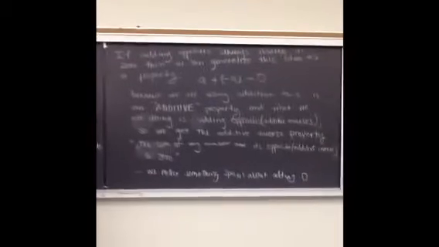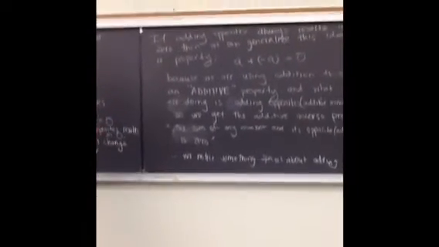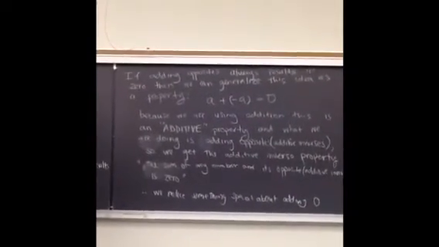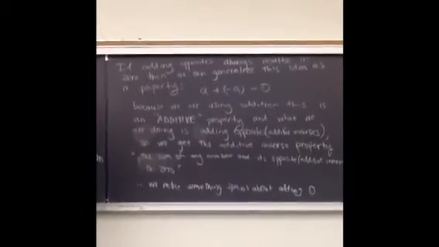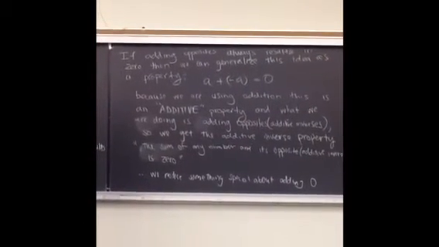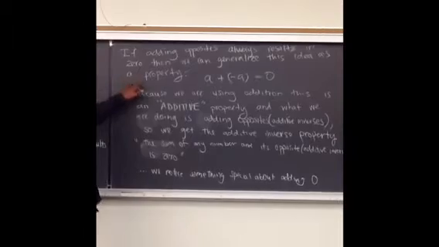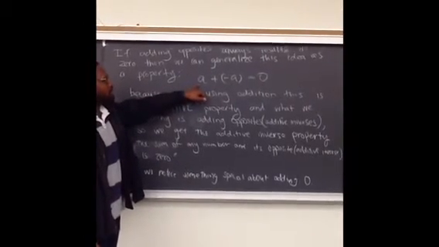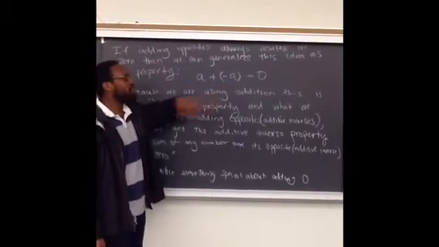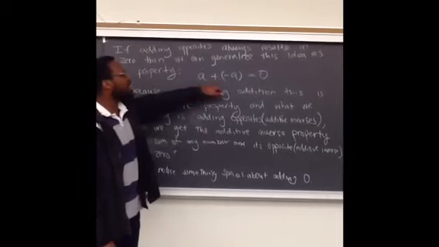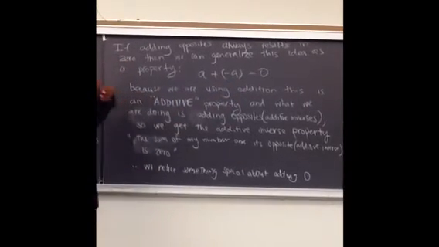If adding opposites always results in 0, then we can generalize this idea using a property, just as we did with the commutative property of addition and the associative property of addition. So here, we're going to say a is any number, and negative a is the opposite of that number. And if we add a and negative a, we're going to get 0.